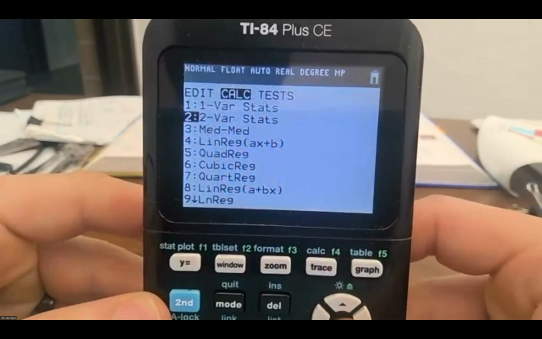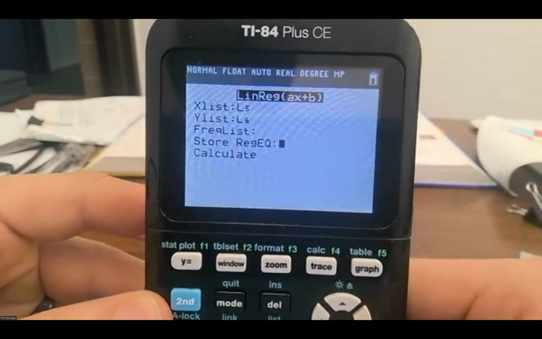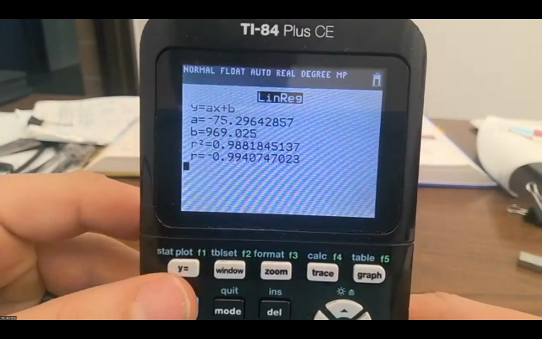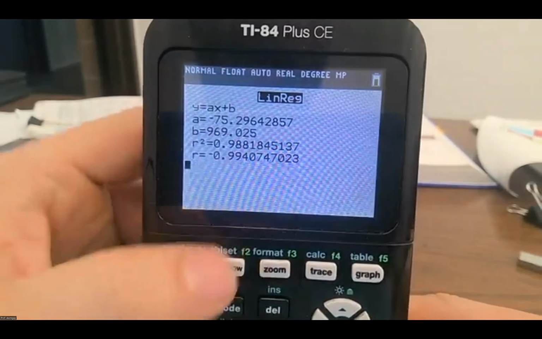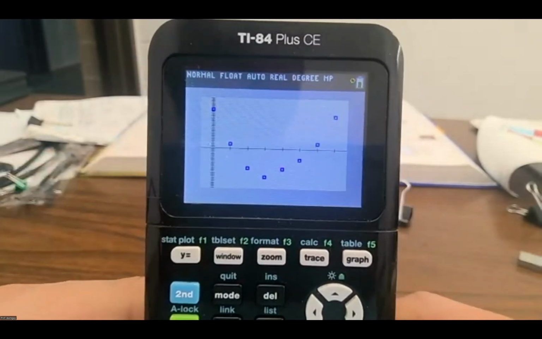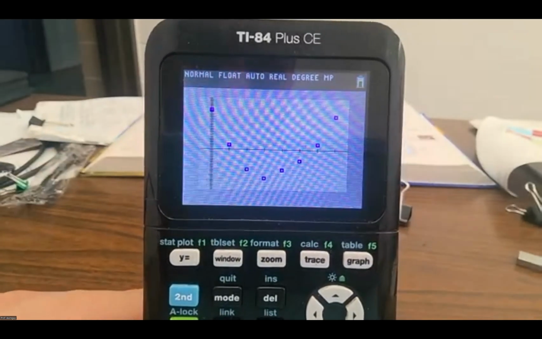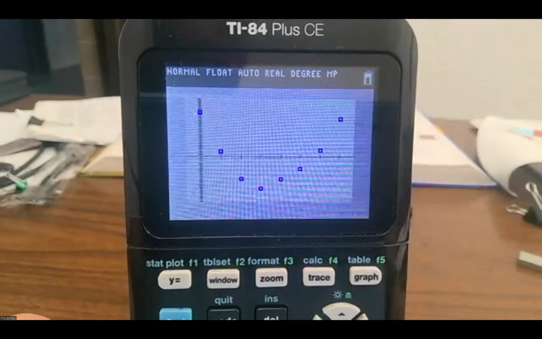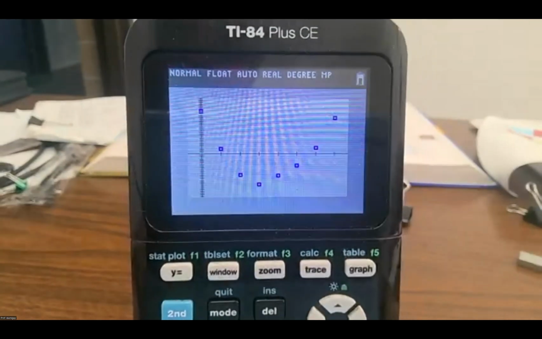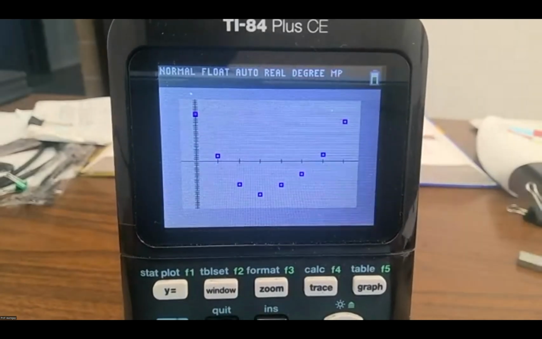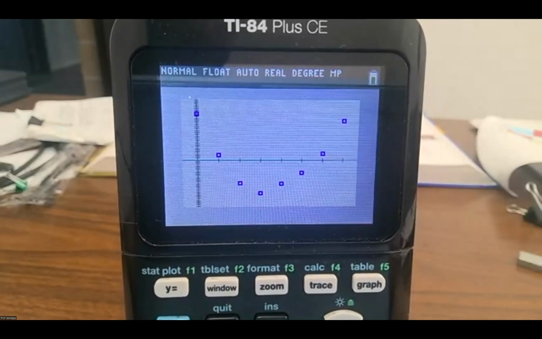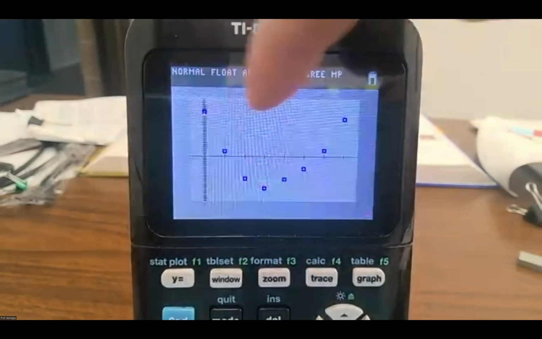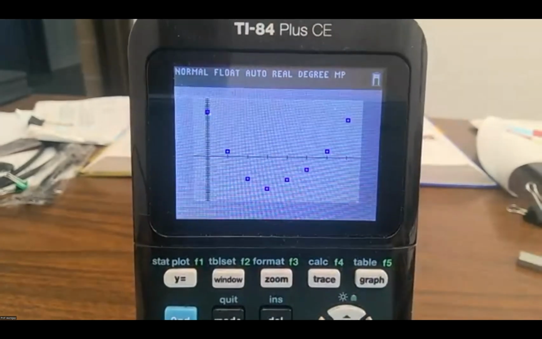Stat, Calc, LinReg, calculate. Okay, so R is negative 0.99. That makes more sense. But when I do the scatter plot, Zoom 9, look at this very, very clear, obvious pattern. And on the test, it will be just about this obvious if there is a pattern. It might be upside down. It might be the other way, going from here down.